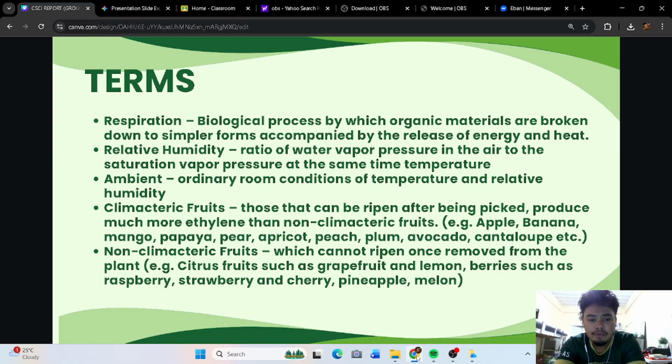Biological and environmental terms. Respiration. We start with respiration, the biological process where organic materials break down, releasing energy and heat. Atmospheric conditions: we also look at the relative humidity and ambient conditions, which refer to the standard room level temperature and moisture affecting the crops. Ripening characteristics.